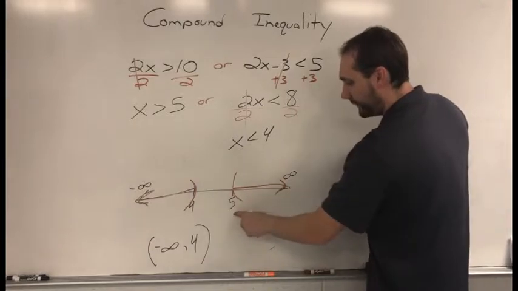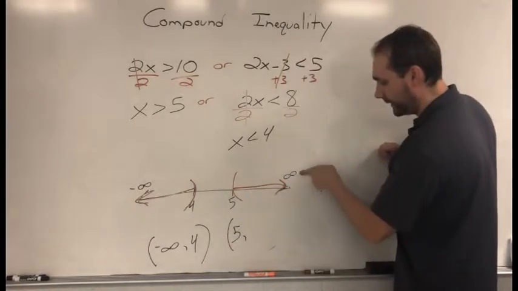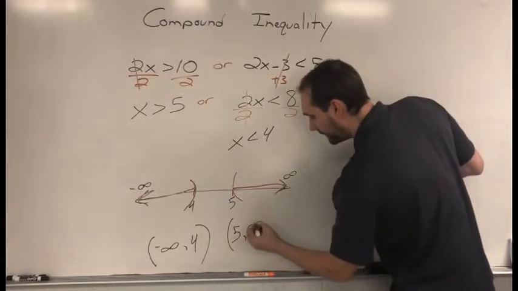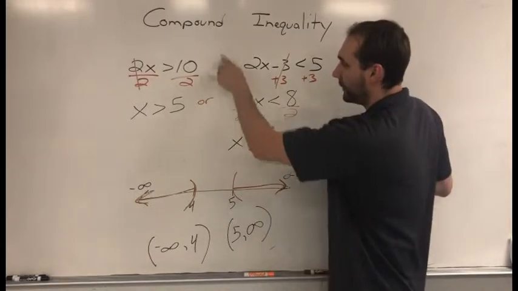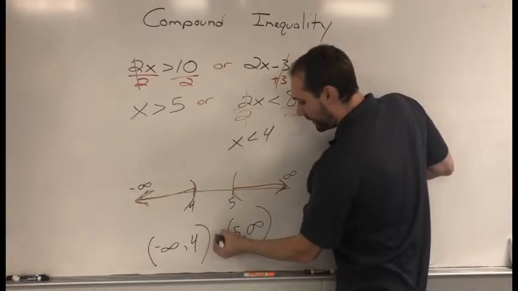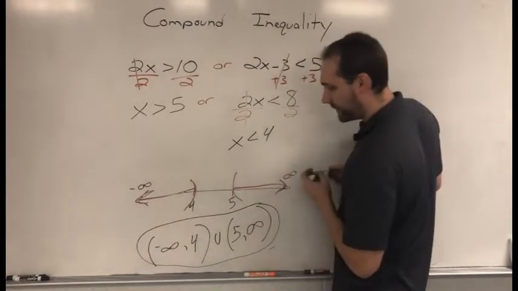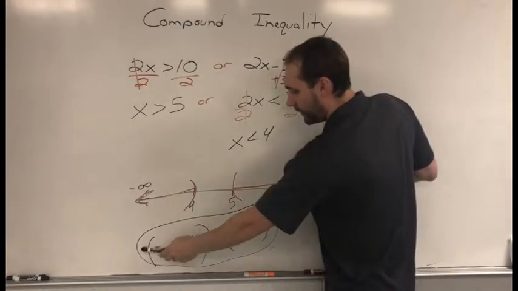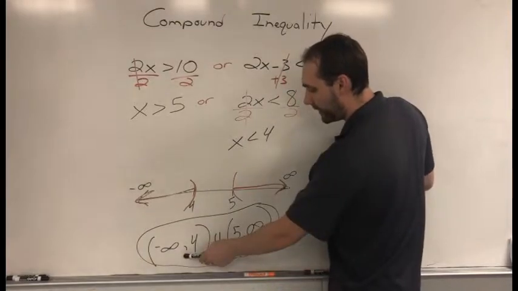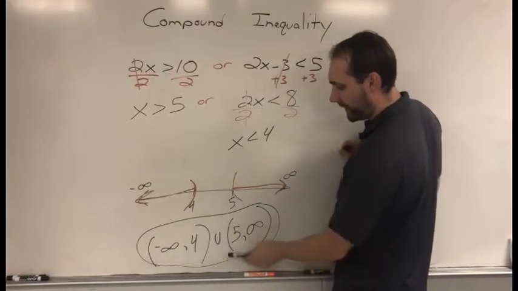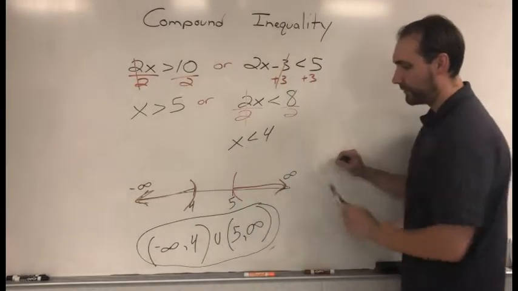What else is next? 5. And there's a parenthesis at 5. Comma, where am I going? Going all the way to infinity. Can never equal infinity, so I'm going to use parentheses. And since we're talking about "or," union, I'm going to put a little U here. So my solution in interval notation is open parenthesis, negative infinity, comma, 4, close parenthesis, the union, open parenthesis, 5, comma, infinity, close parenthesis.